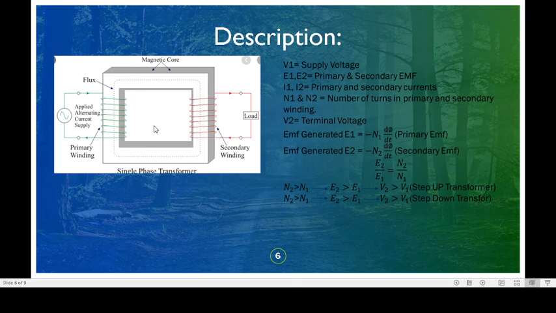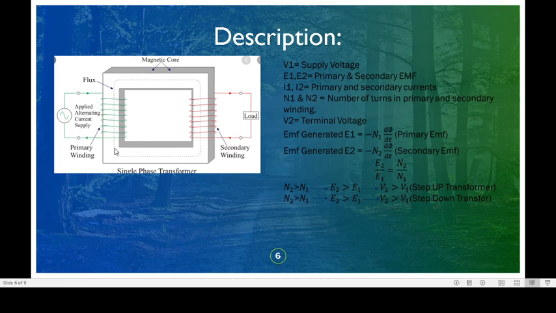E1 and E2 are the primary and the secondary EMF generated. N1 and N2 are the number of turns in the primary and the secondary winding. I1 and I2 are the primary and the secondary currents corresponding to the primary and the secondary windings. Now the alternating voltage is applied, and so the current would be alternating. And also here, due to the high permeability, for example, let us take silicon.